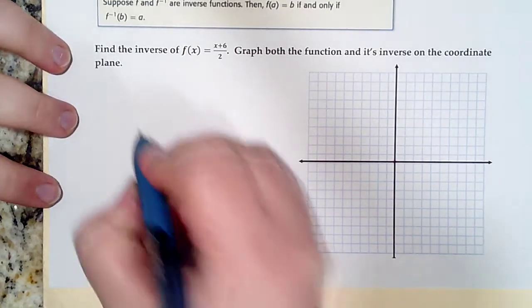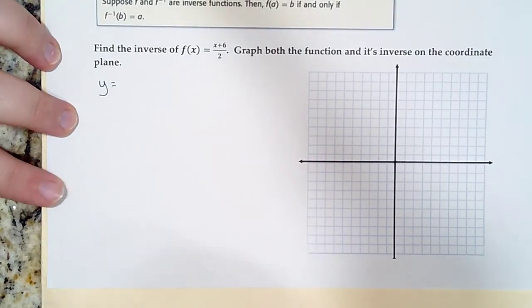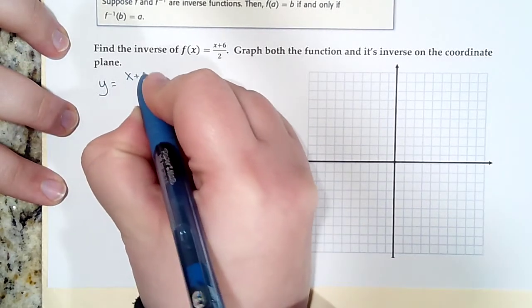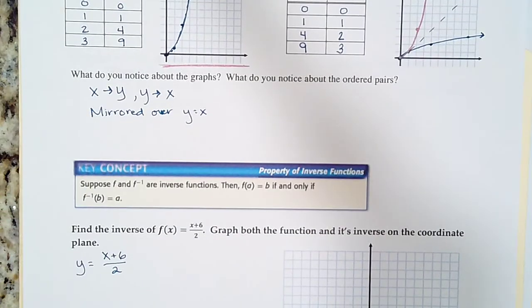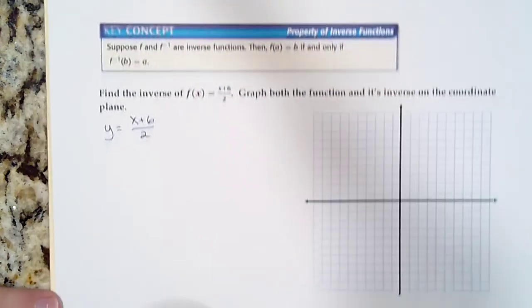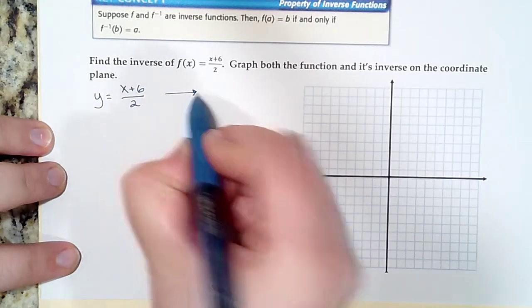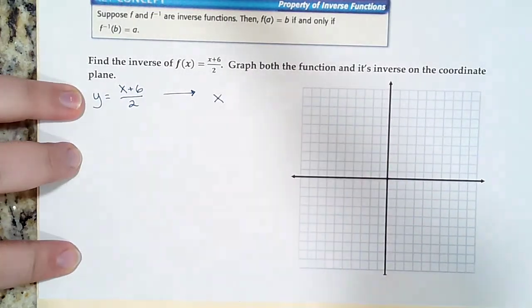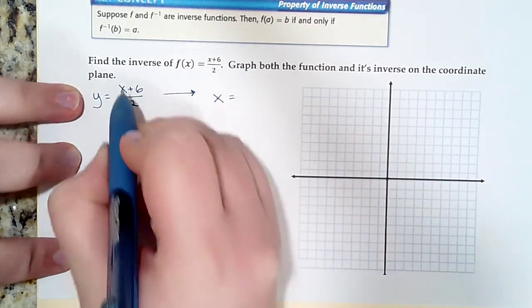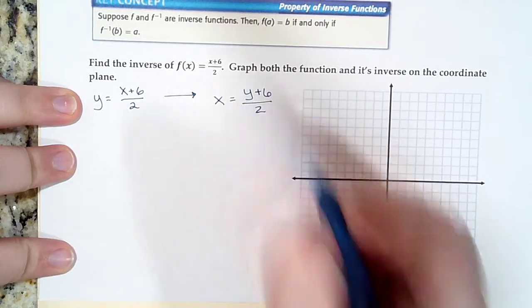It's actually not that hard. The first thing I'm going to do is replace f of x with the variable y. I just prefer that. It looks a little bit nicer. y equals x plus 6 over 2. Now we know, based on what we just set up, that x's become y's and y's become x's. So if we ever need to find the inverse of something, all we're going to do is switch out our x and our y. Where it used to be equal to y, now it's going to be equal to x, and where there was an x in my function, I'm now going to place a y.